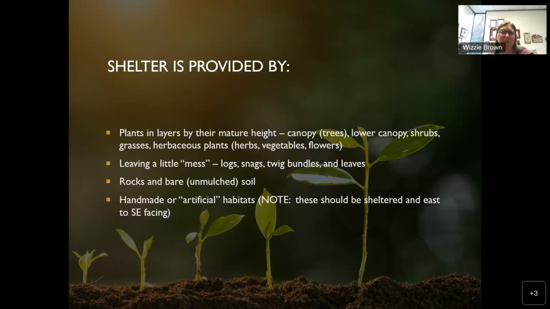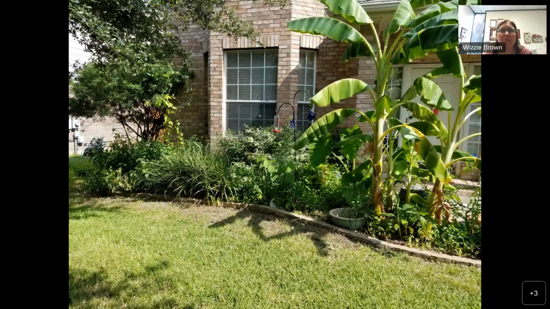Another good one is to provide them with rocks to go under, or you can have unmulched soil areas. That can be especially important if you have native ground nesting bees in the area, because they're going to nest in those open, sunny, bare ground areas. And then, you don't have to, but you can have handmade or artificial habitats too. If you're doing those, you do need to have them typically in sheltered areas where they're going to get morning sunlight.